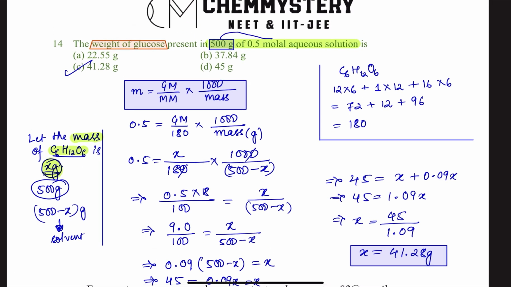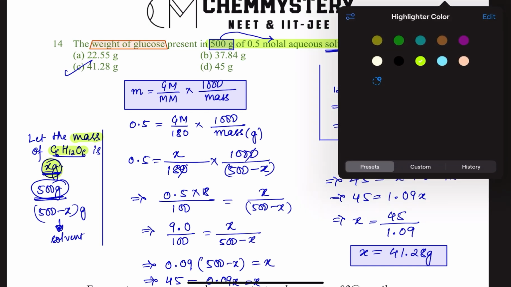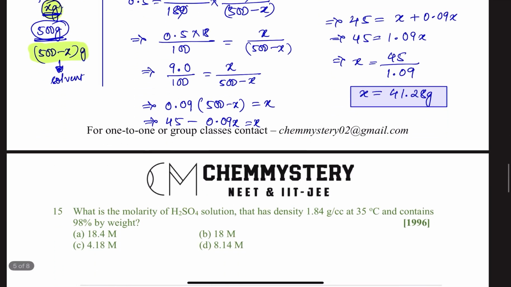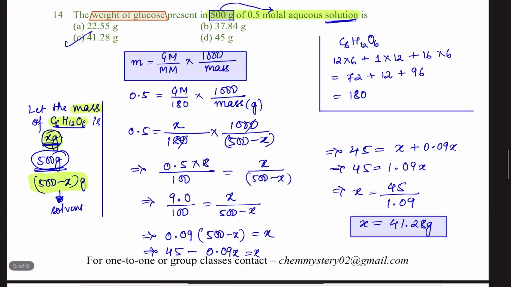500 is the aqueous solution's mass, not the solvent's mass. So we have taken X as the solute's mass. The total mass of the solution was given. So for the solvent, our mass was coming out as 500 minus X gram. Okay, don't get confused with that. So my option here is C.